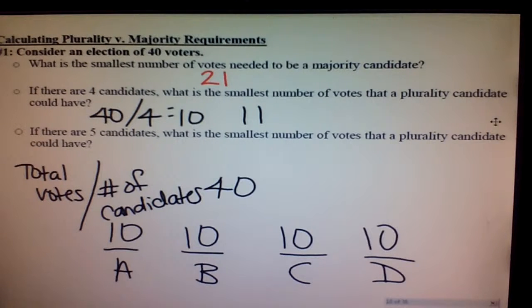So if I'm going to share amongst 5 candidates, everybody would get what? 8. 40 divided by 5 is 8. So everybody would share. Everybody gets 8. And then DeJuan comes along and says, I'm going to punch you in the gut and take one. So I need 9 to win.